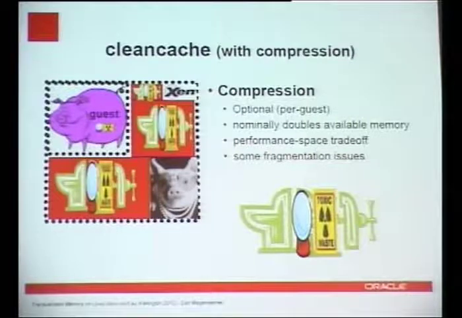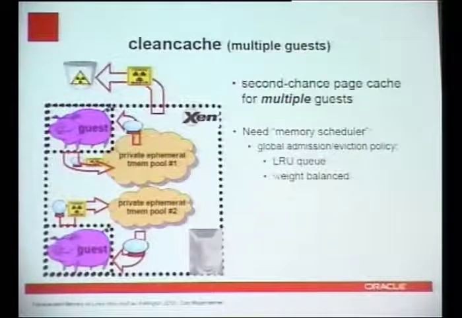Because clean cache is a private pool, a different pool is created for every guest. And actually, to be more accurate, it's every file system in every guest. And so each guest thinks it has its own isolated clean cache. And the TMEM code in the hypervisor is responsible for managing the isolation and deciding when one page gets thrown away and one page gets kept. So we need what's essentially a memory scheduler.